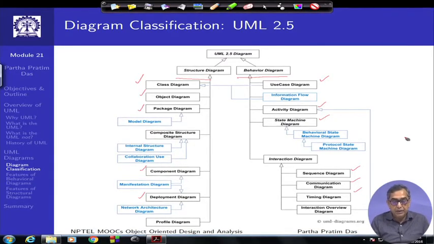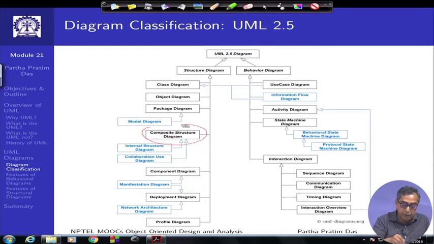In reading this chart, you have to remember a basic color code. The diagrams that are written in black are part of the standard. So, class diagram or use case diagram are part of the UML 2.5 standard, but the diagrams that are written in blue are at the level of proposals. They are being discussed and they have not yet made it to the standard. Some of them may become a part of the standard UML in future, some of them may get dropped also, and there are several interrelationships between them.